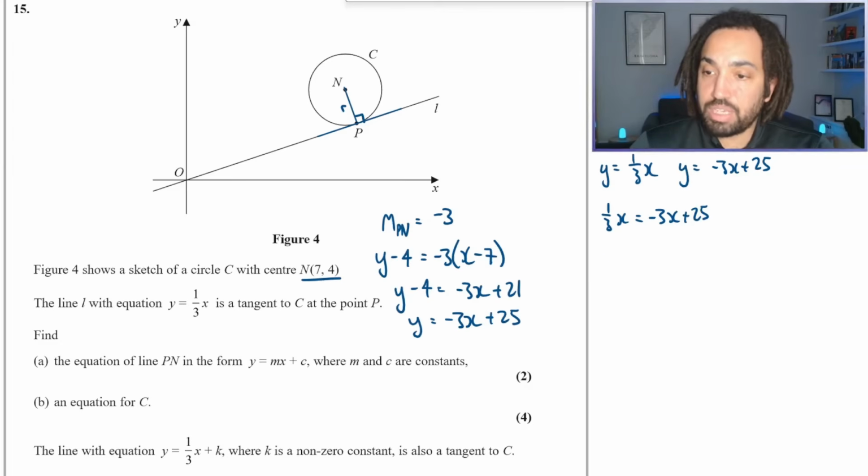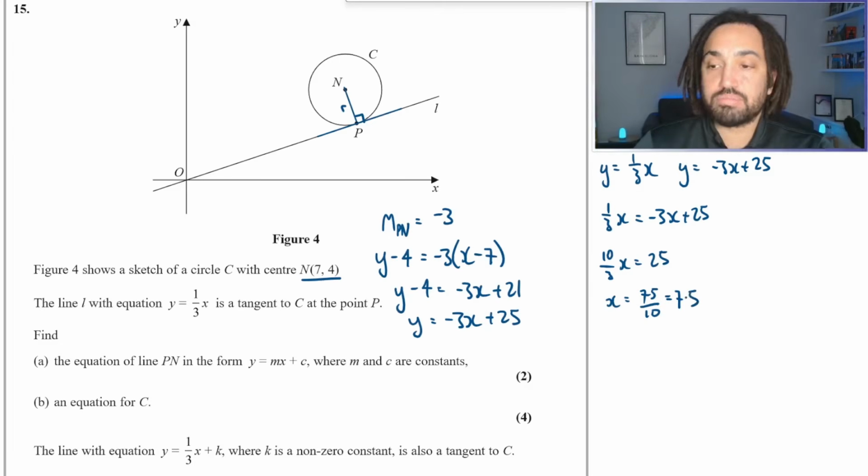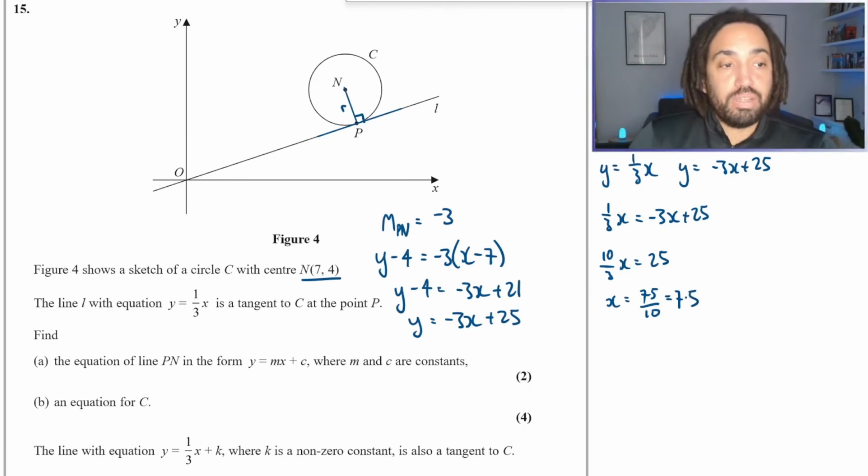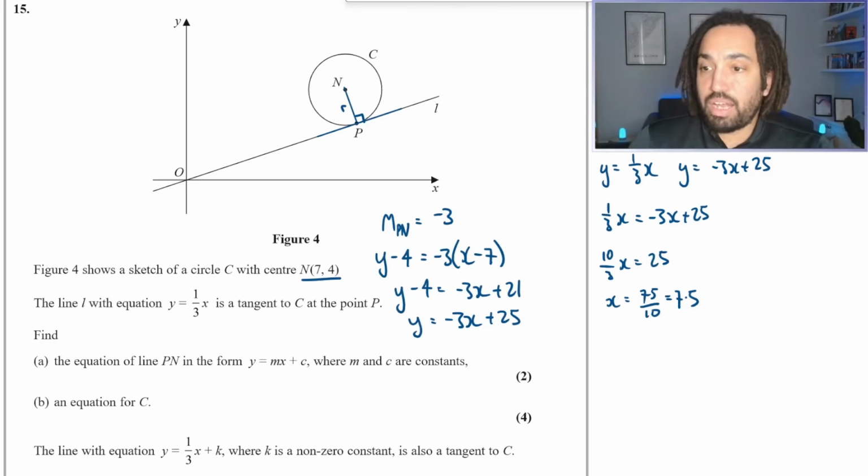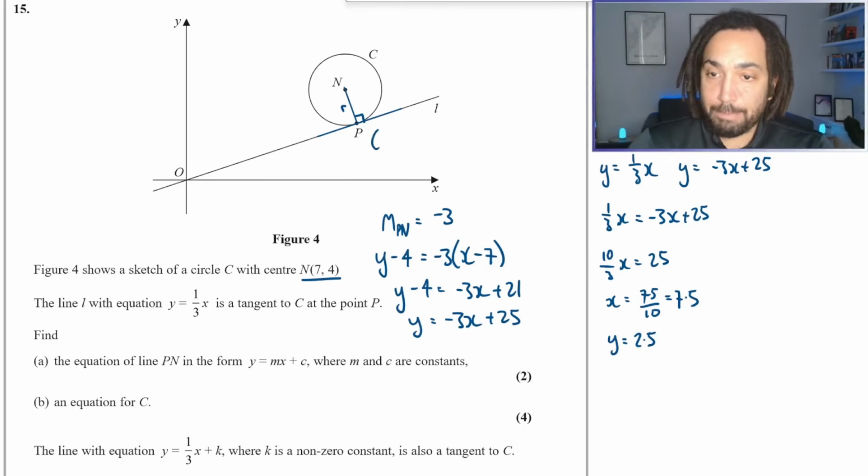If I add 3x to that, I get 10 over 3x. And then that is going to give me x is equal to 75 over 10, which is 7.5. And the y value, I can just sub back into either of these. I will pick the easiest one, which is just a third of x. So a third of 7.5 is 2.5. So that gives me P.